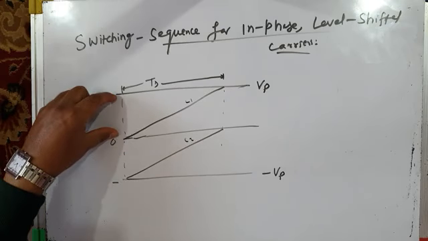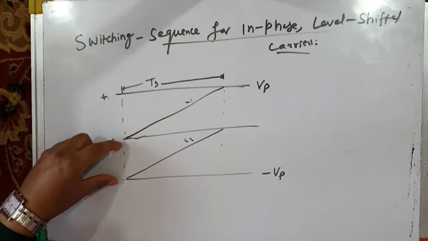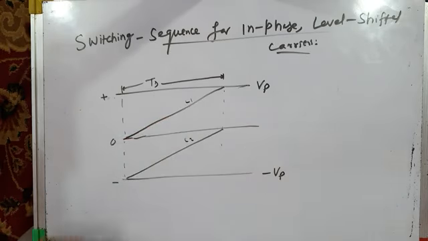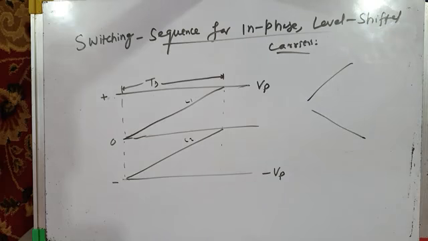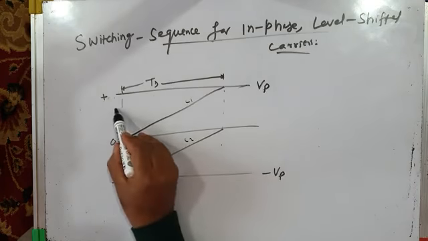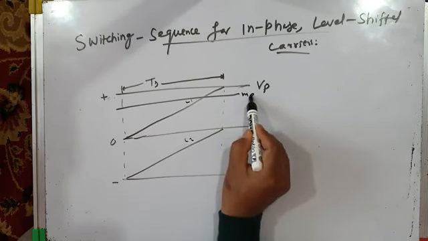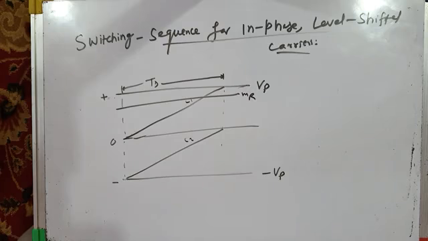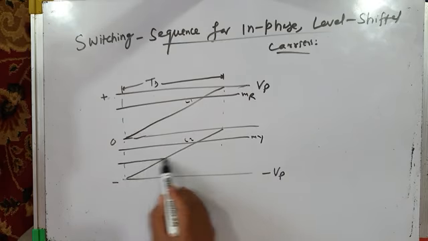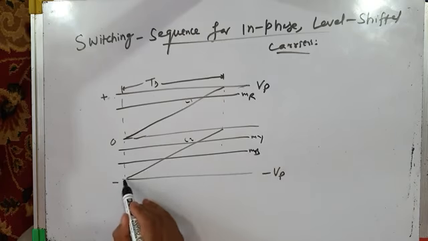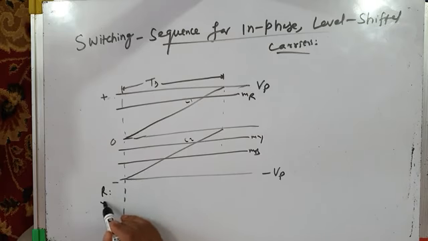ये 0 to plus 1 change हो रहा है, ये minus 0 to minus 1 change हो रहा है. So level shifted but in phase. इससे पहले हमने out of phase दिखाया था, एक ऐसे एक ऐसे. Now these both carriers are in phase. Now these carriers have to be compared with modulating waves. ये मेरी modulating wave MR है, right? Correct? This is the modulating wave MY, for example, and this is my modulating wave MB. Let us see the switching sequences. Start from here. Phase R, phase Y, phase B.